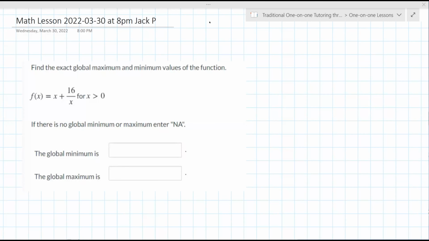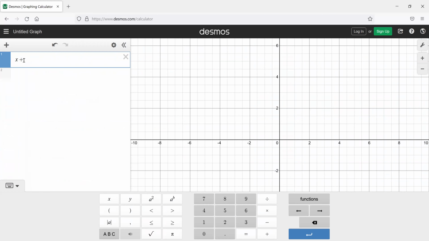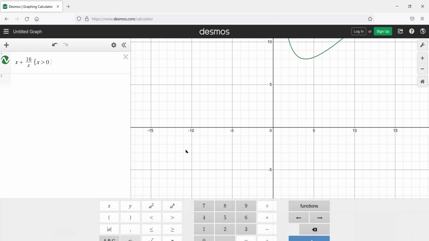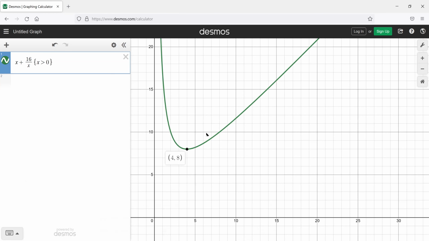So I'm just going to graph it for you. It's x plus 16 over x, but only for x greater than 0. You can see here that this just has a minimum, and the minimum y value is 8. There's no max because it goes up forever.